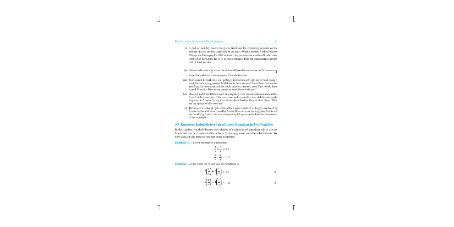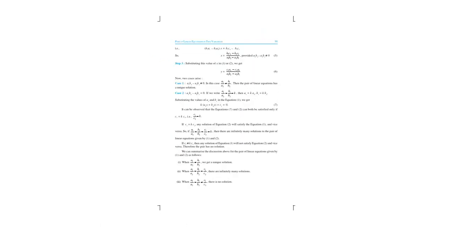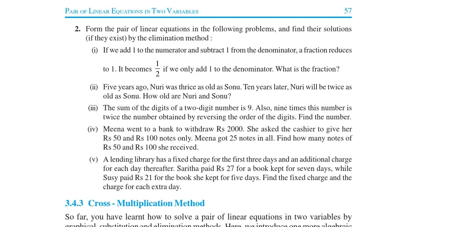Now next is a digit based question, very important, digit based question. The sum of the digits of a two-digit number is 9, right? I'll explain everything. So now we just read the question. Also, 9 times this number is twice the number obtained by reversing the order of the digits. Find the number.